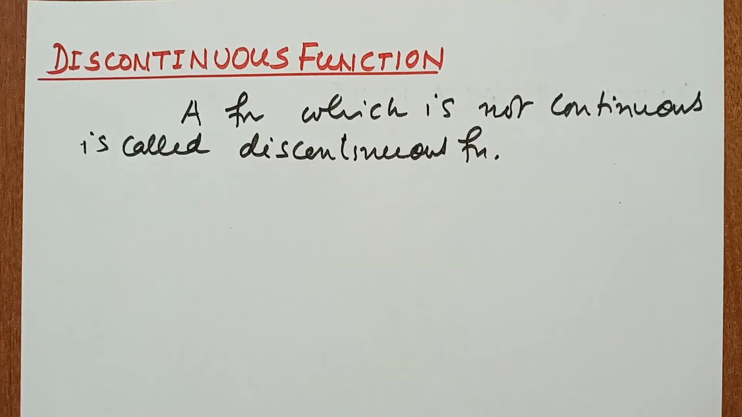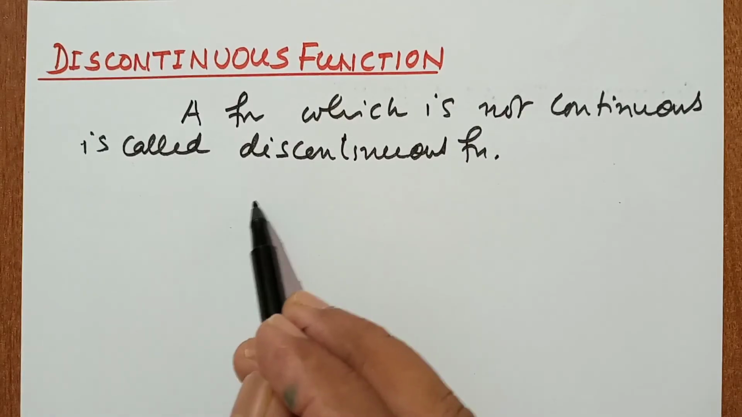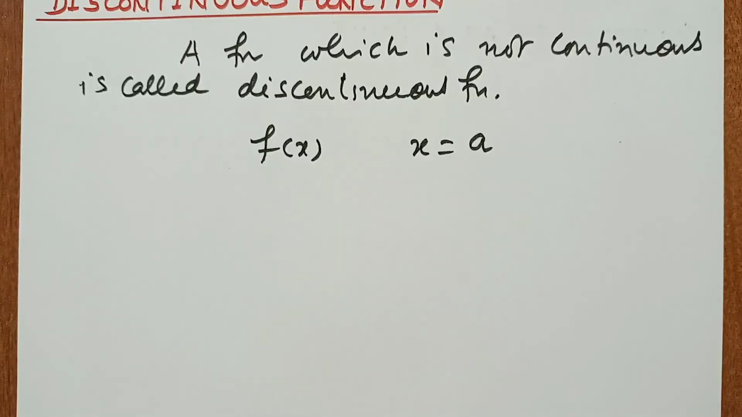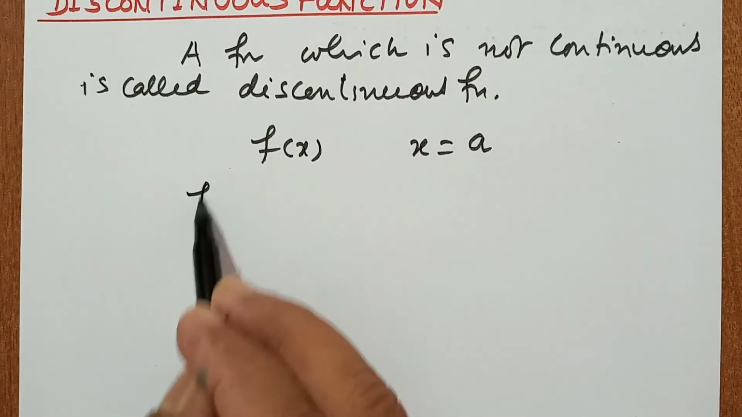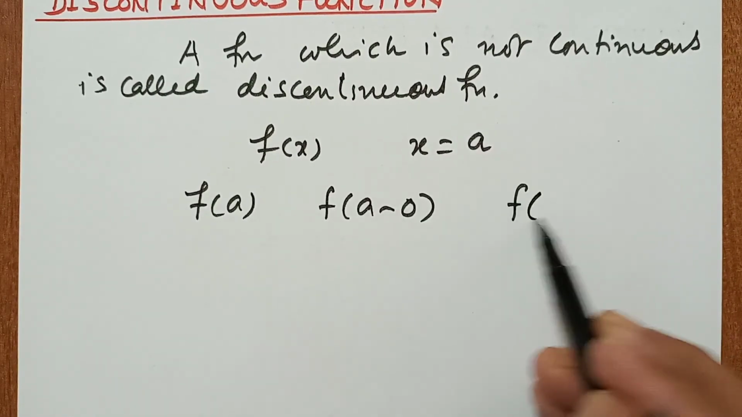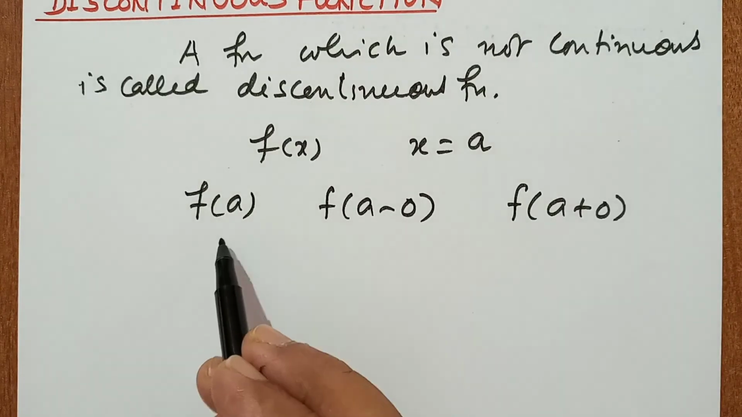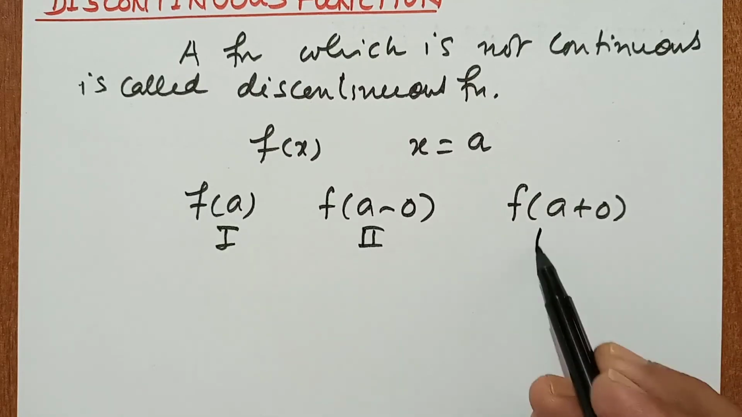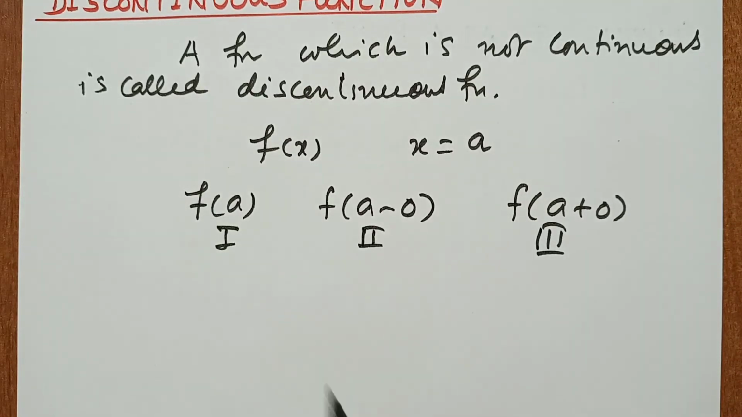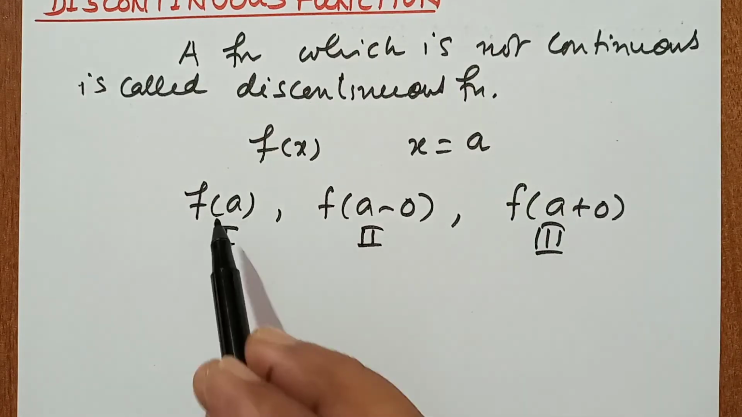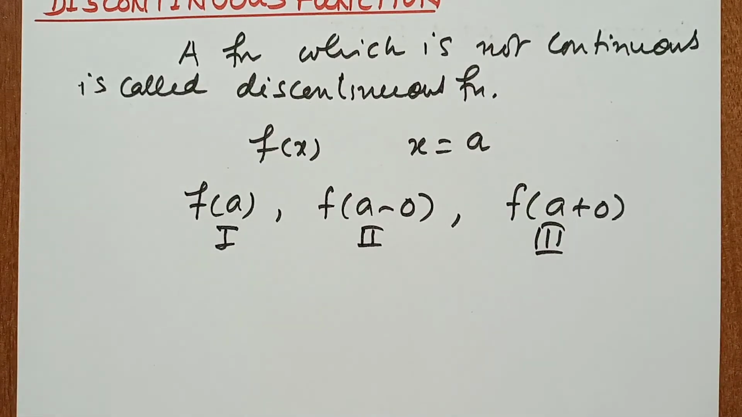As we know, for continuity of a function f at x equal to a, there are three things: first, the value of the function; second, the left hand limit; third, the right hand limit. If both limits exist and are equal to the value of the function, then we say the function is continuous.